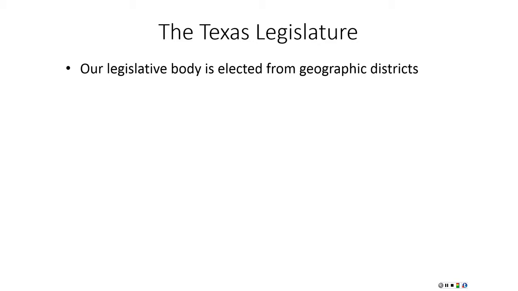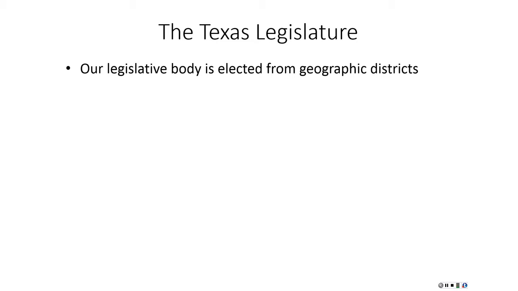Our legislative body is elected from geographic districts. This differs from our executive branch. Our executive branch is elected in what are called statewide races or statewide elections. What this means is that everybody in the state of Texas votes for governor, everybody votes for lieutenant governor, and everybody votes for the attorney general.